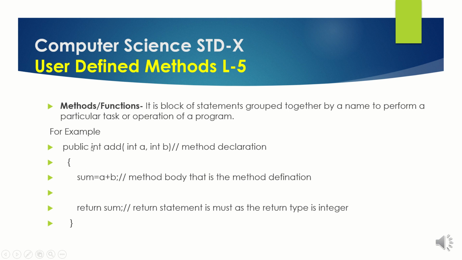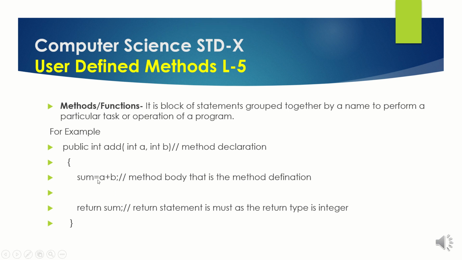So it includes basically two things: the method declaration, which is the first line of the method header, this line, and the method definition, that is the method body, which includes the actual working of the method. One thing to keep in mind is what the method declaration includes. It includes the method's access modifier, the return type of the method, what type of value it will return, the method name add, and the parameter list.